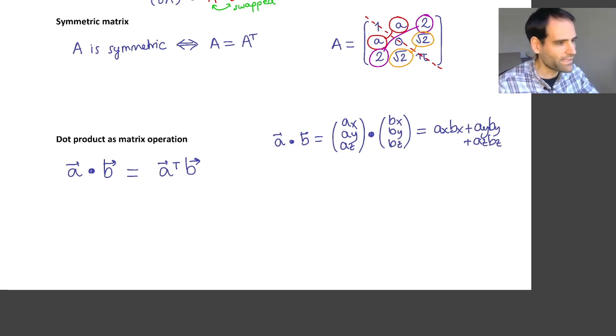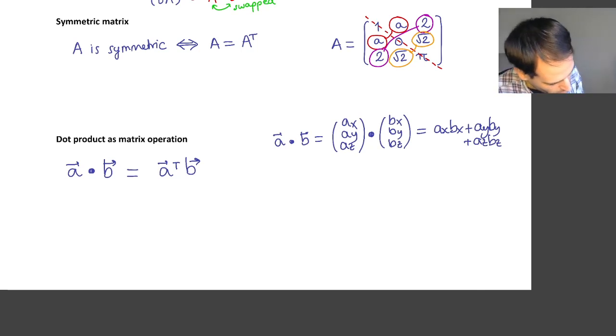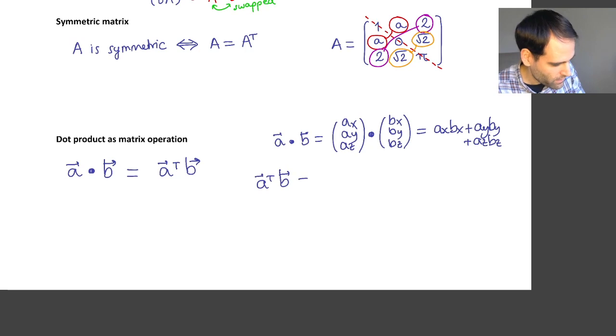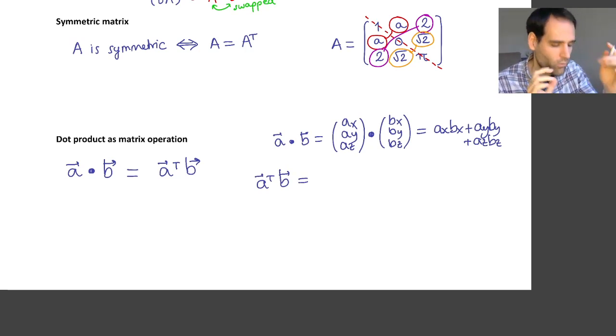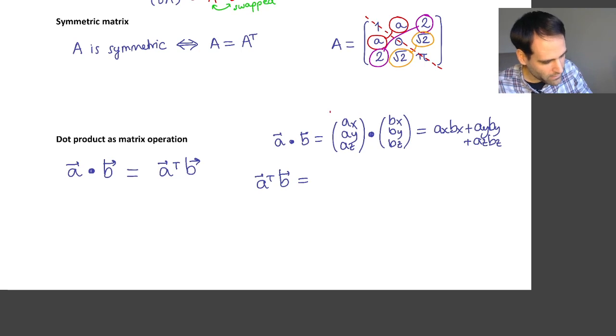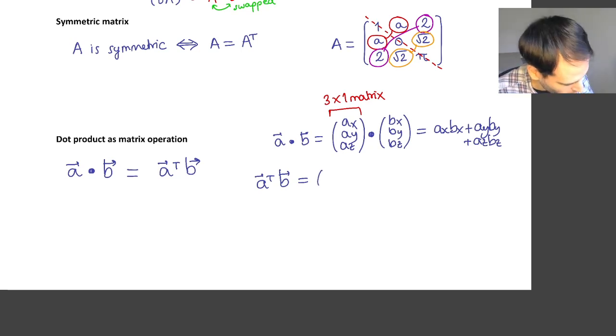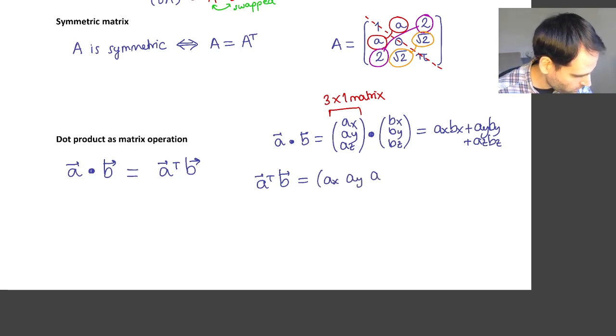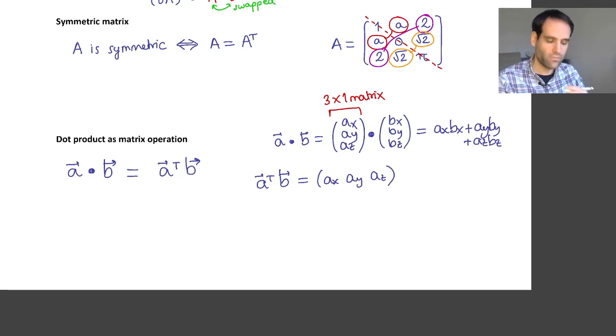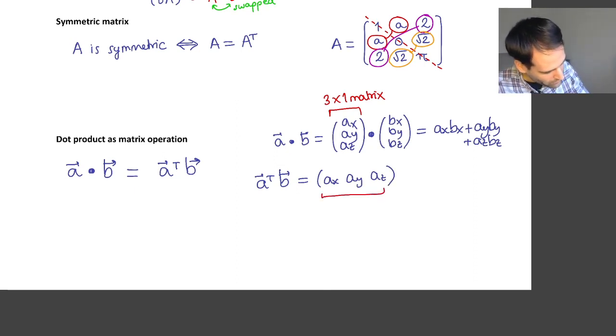But at the same time, what if we do A transpose matrix multiplication B? Let's imagine that this vector A, instead of being a vector, is actually a 3 times 1 matrix because it has 3 rows and 1 column. So what would A transpose be? The transpose is simply converting the first column into the first row. So this becomes a matrix which is AX, AY, AZ. This would be A transpose, and this is a 1 times 3 matrix.